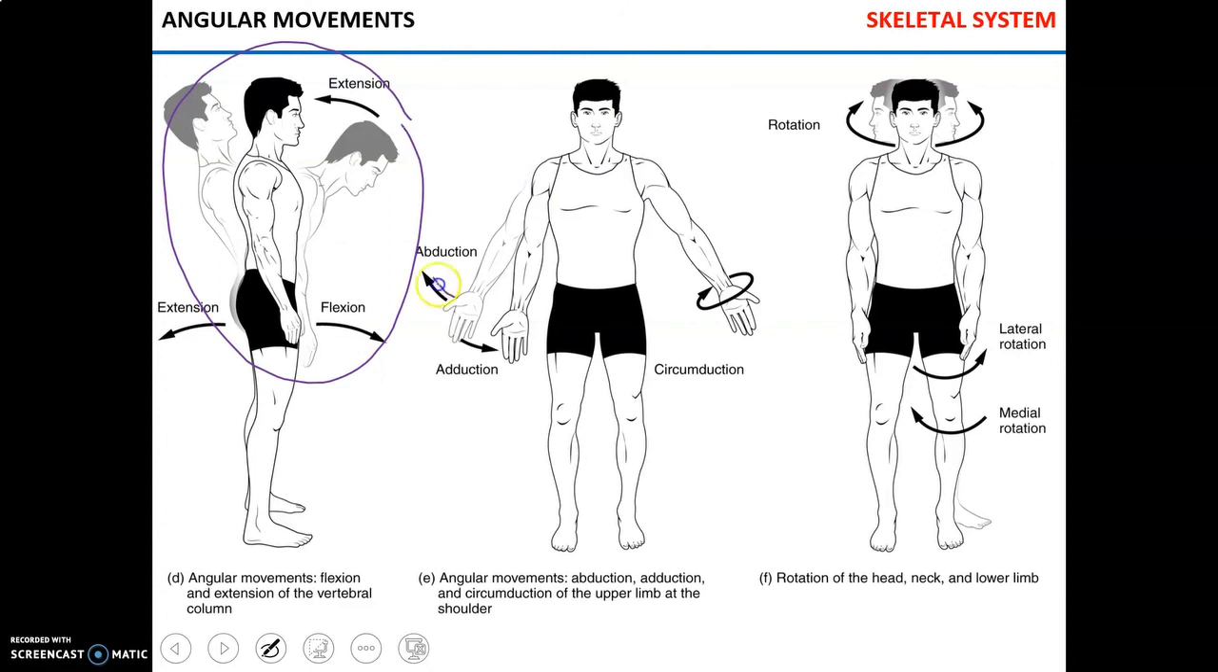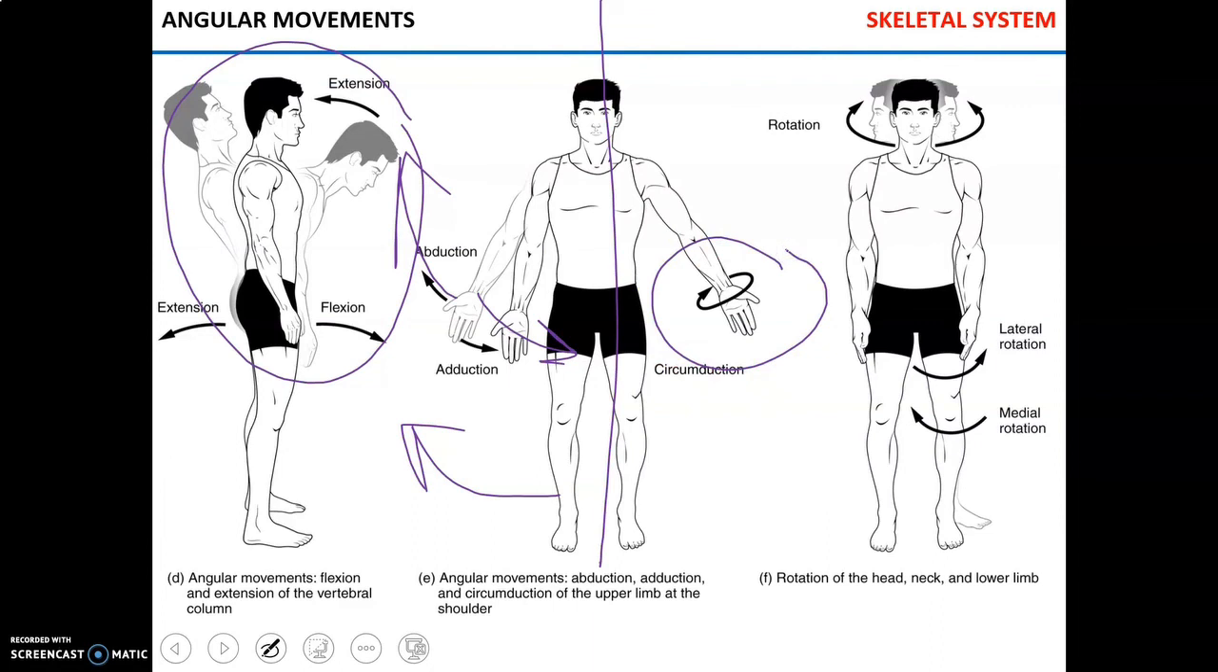Now this is abduction, a movement in the coronal plane when you move either your upper or lower limbs away from the central vertical line. And adduction is when you bring them back towards the central line. Circumduction is not the same as rotation. It's the movement when the shoulder doesn't really move and only the end of the limb, either arm or leg, makes the circle. Essentially, it is moving in a cone fashion.